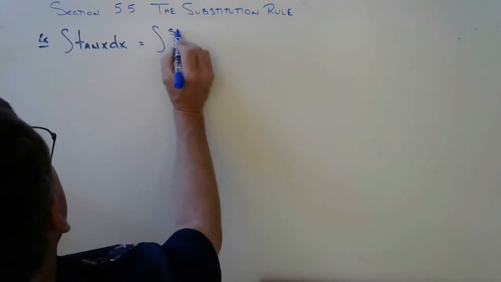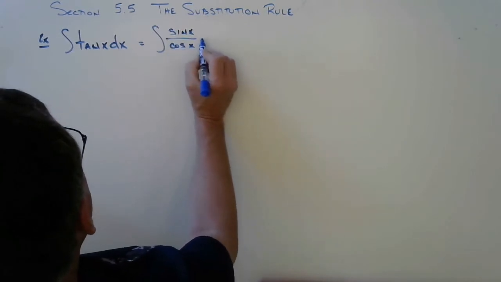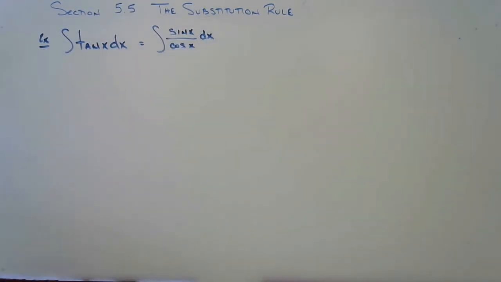So here's an idea that we need to store and not forget. Tangent can be written as sine x divided by cosine x. We all know that. Tangent is sine divided by cosine. Now, if we take a look at this, again, it's not a composition.